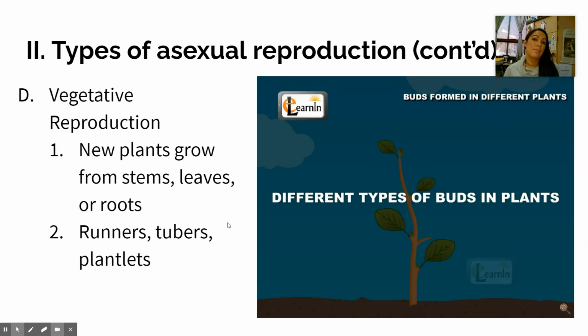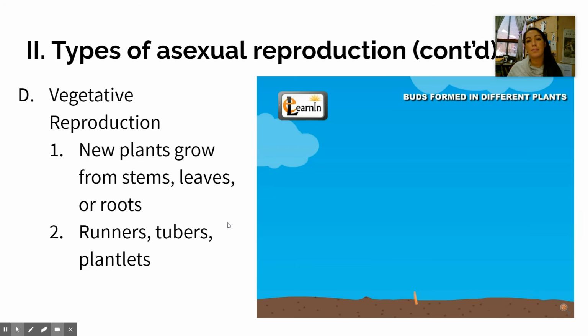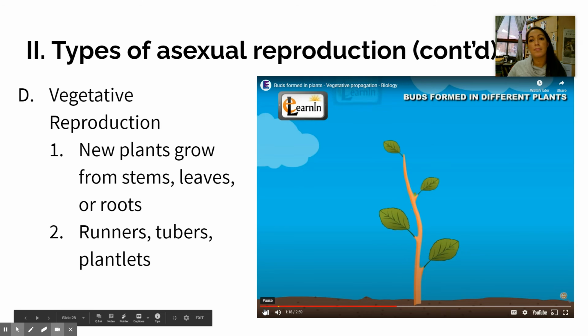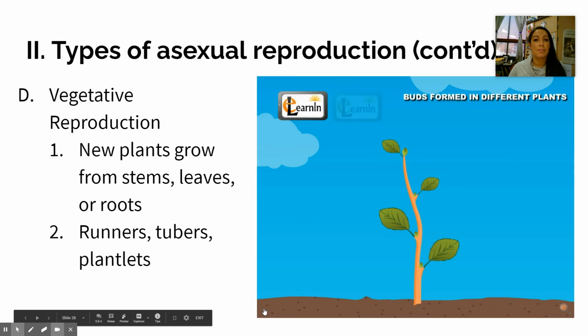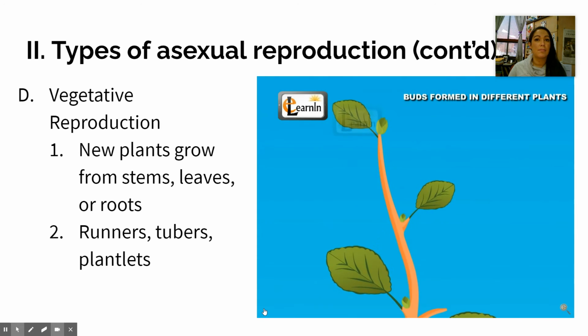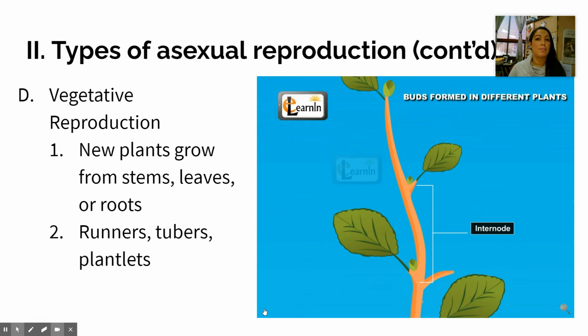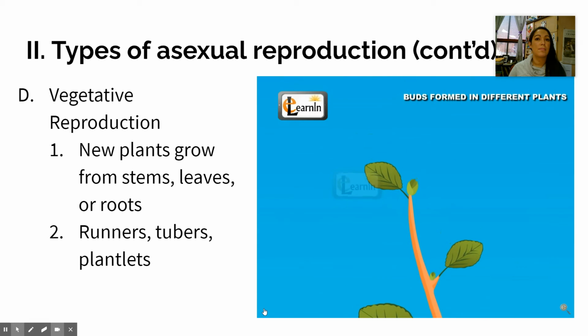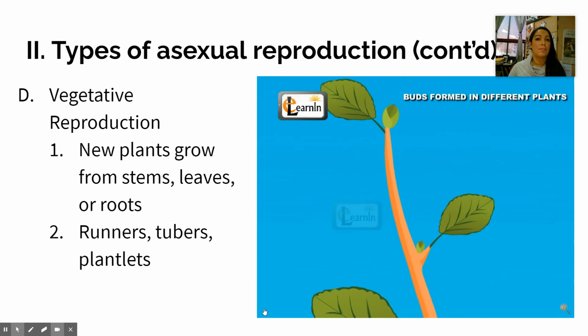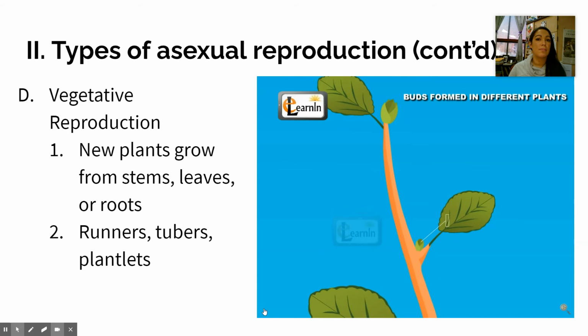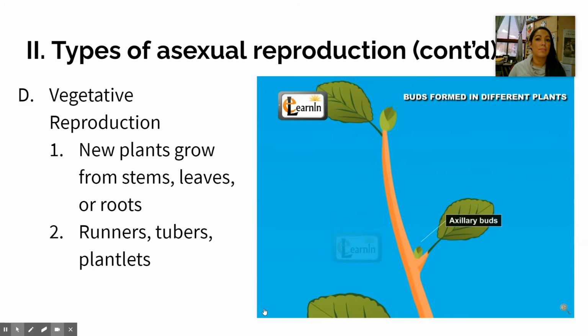Different types of buds in plants. Stems usually grow above the soil and produce buds, leaves, flowers, and fruits. The place where a leaf rises on the stem is the node, and the portion between the two nodes is called an internode. The stem ends in a bud known as the terminal or apical bud. Buds are also present in the axil of leaves, known as axillary buds.